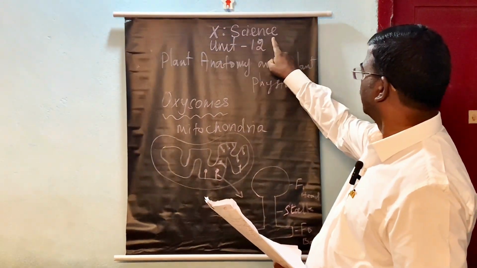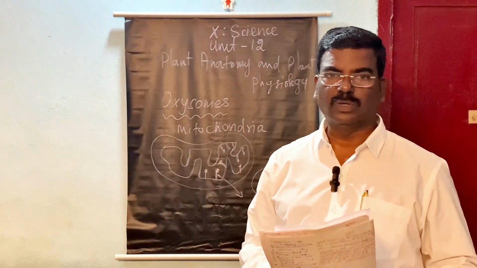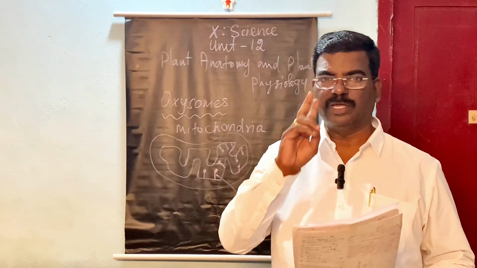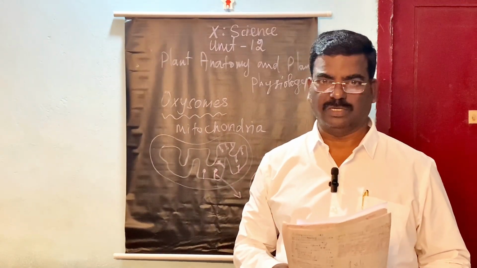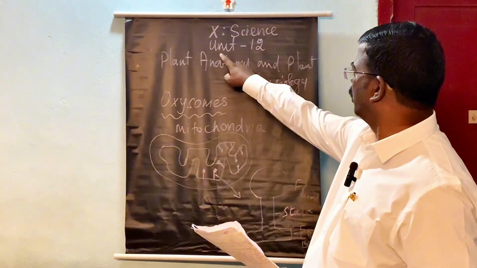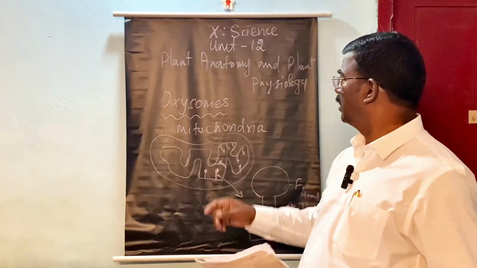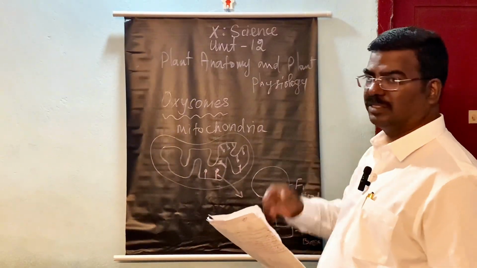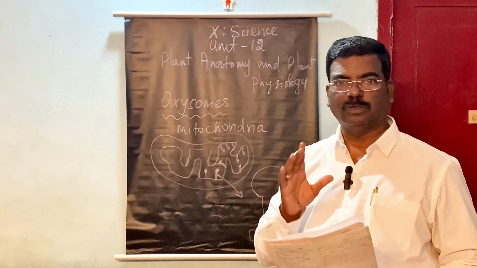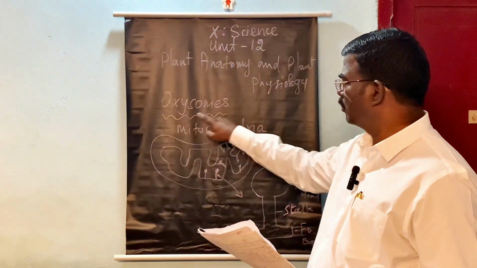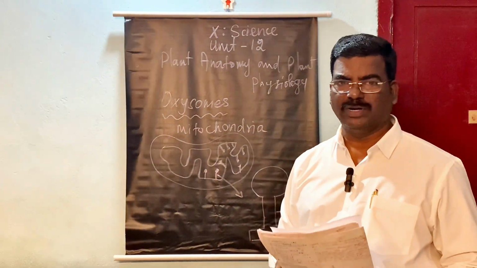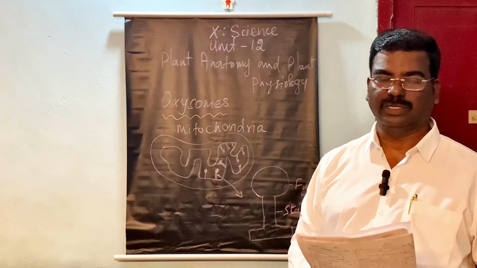Today we are going to see 10th standard science, particularly the very important 2-mark question. From Unit 12, the title is Plant Anatomy and Plant Physiology. The expected question is oxysomes. So very often they ask this question.